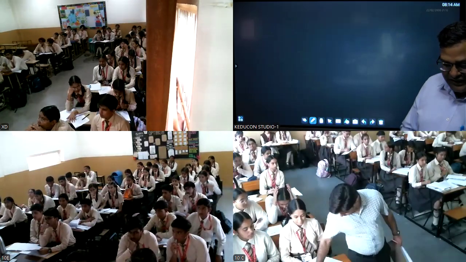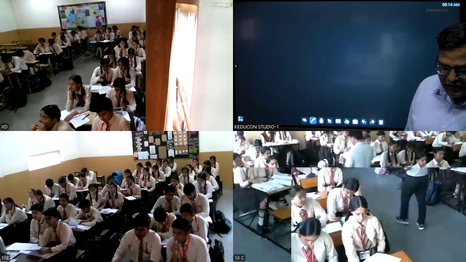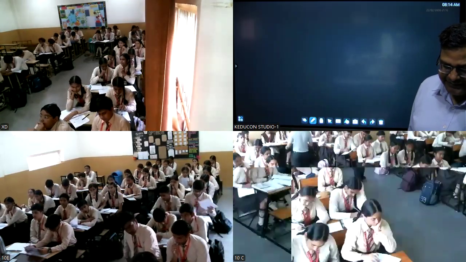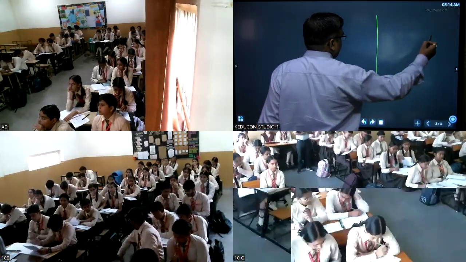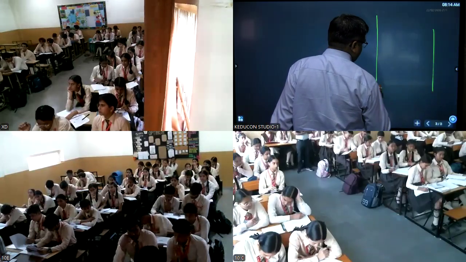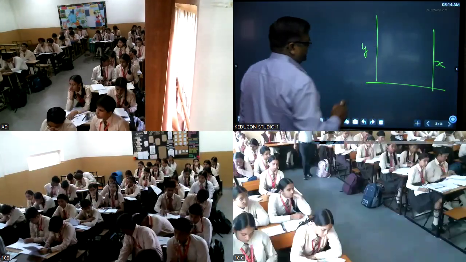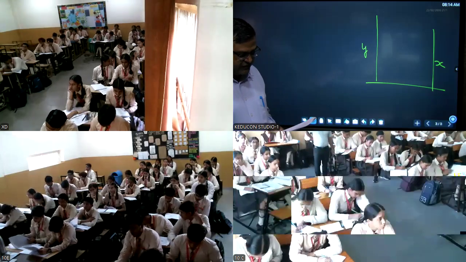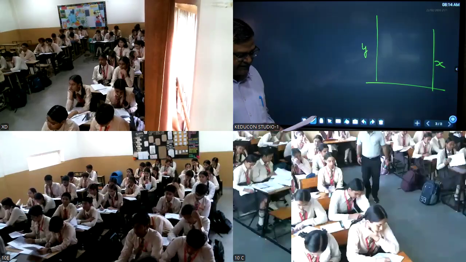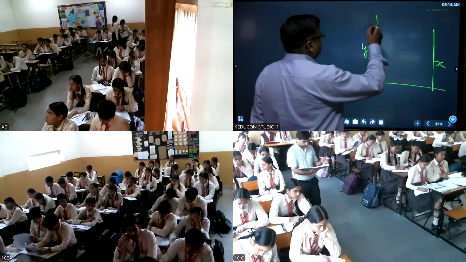So we move on to the next question, students. Third question. The top of two towers of height X and Y standing on the ground. Now there are two towers. One has height X, another has Y. Standing on the ground, subtends the angles of 30 degree and 60 degree respectively at the center of the joining.